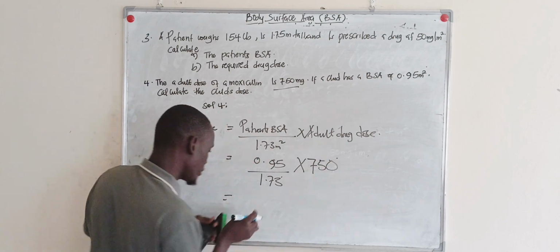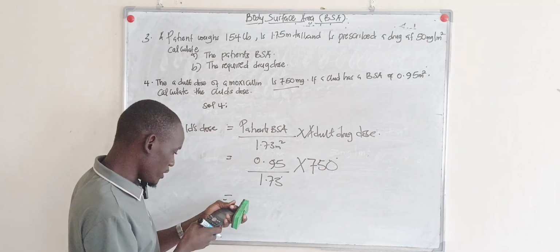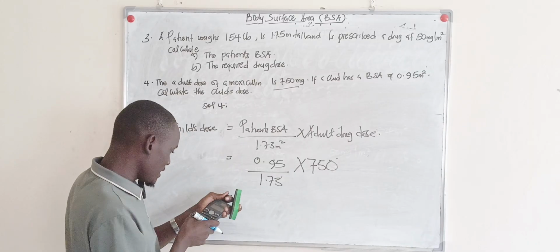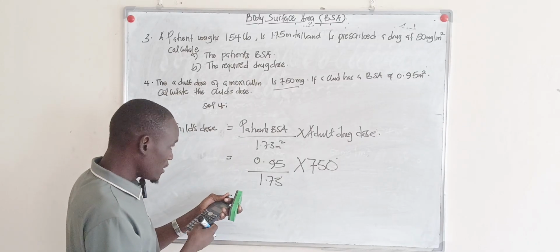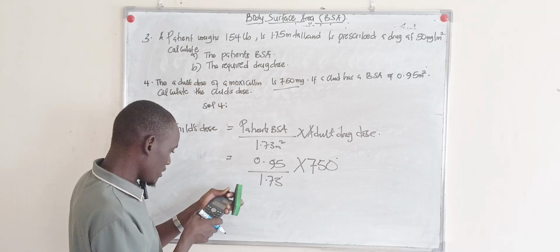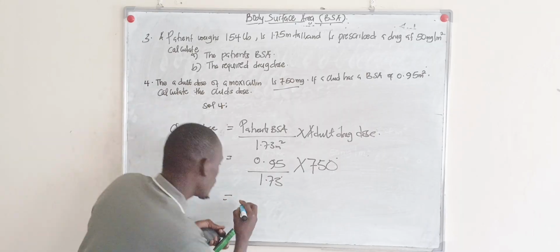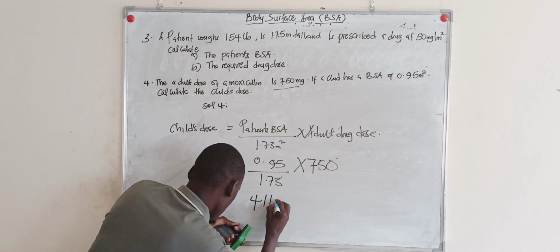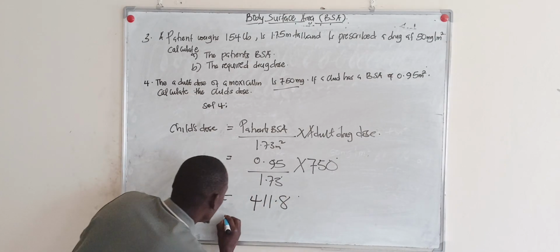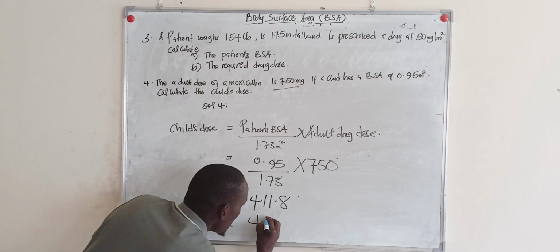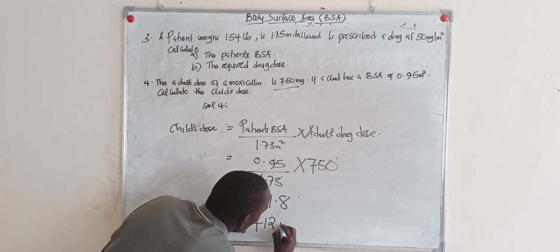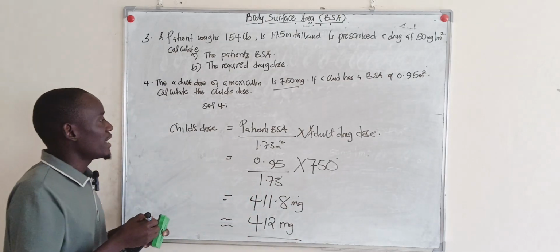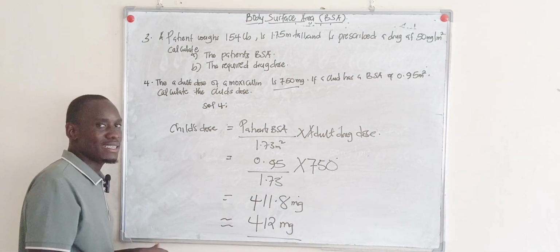So when we compute this, we shall have 0.95 being multiplied by 750 divided by 1.73. And when you compute this, we shall get 411.8, which is approximately 412 milligrams. And that will be Charlotte's dose in this case.